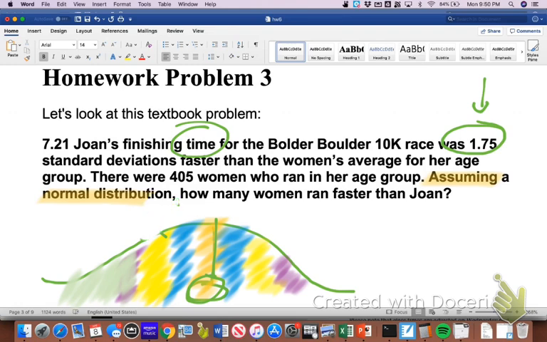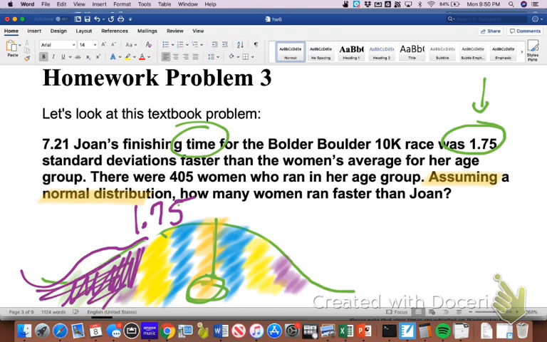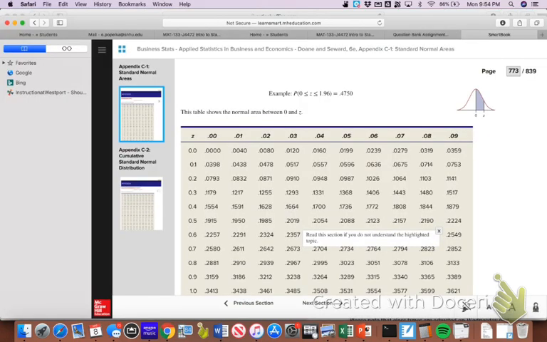We need to figure out how many people are here in this part of the curve below 1.75. So who is to the left or below 1.75? Like what percent that is. And you happen to have a handy dandy little chart in your textbook that tells you that. So that chart can be found here in Appendix C, page 773. And what this chart tells you is the normal area below, to the left of that particular z-score.